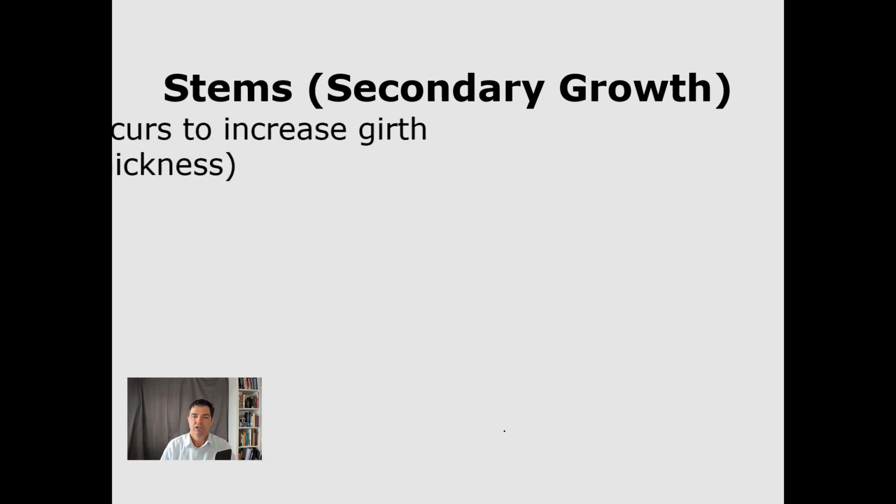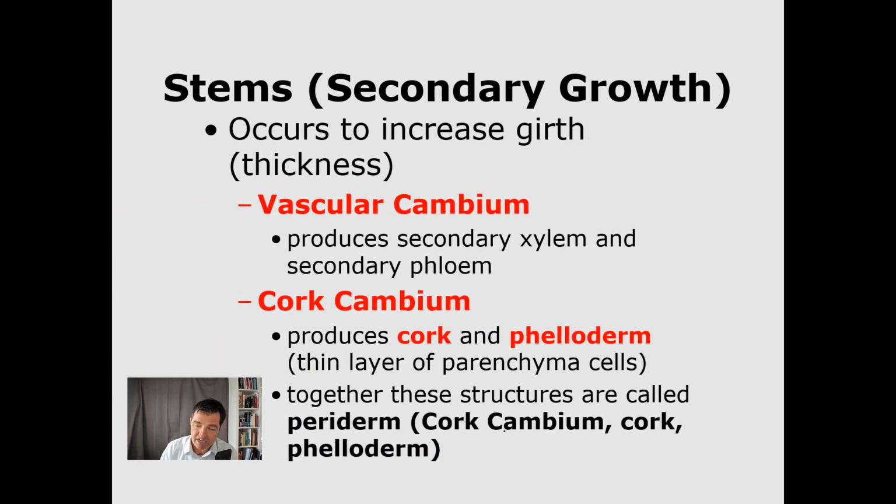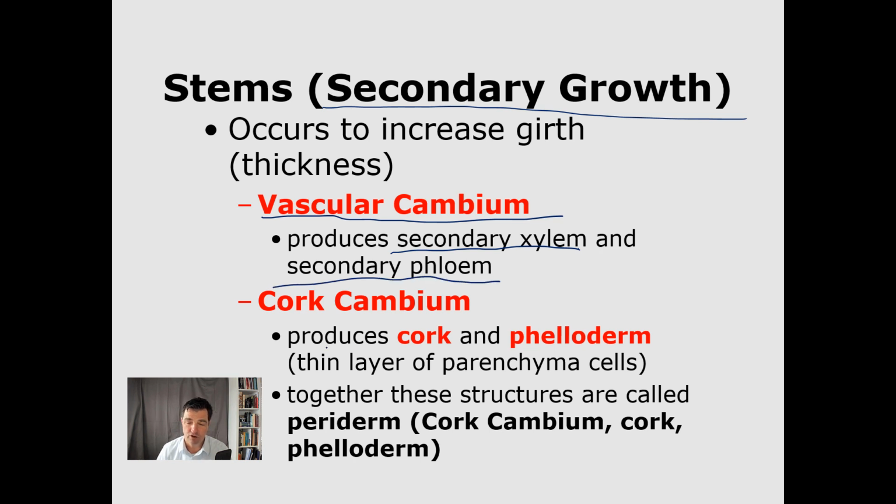Okay, now the next thing, and this is very different than roots, is not only do they grow through apical meristematic tissue like we did with roots, but we also now have what's called secondary growth. This is getting wider or thicker. And that happens with at least two kinds of tissue. One is called the vascular cambium, and that produces secondary xylem and secondary phloem. And the other is called the cork cambium.